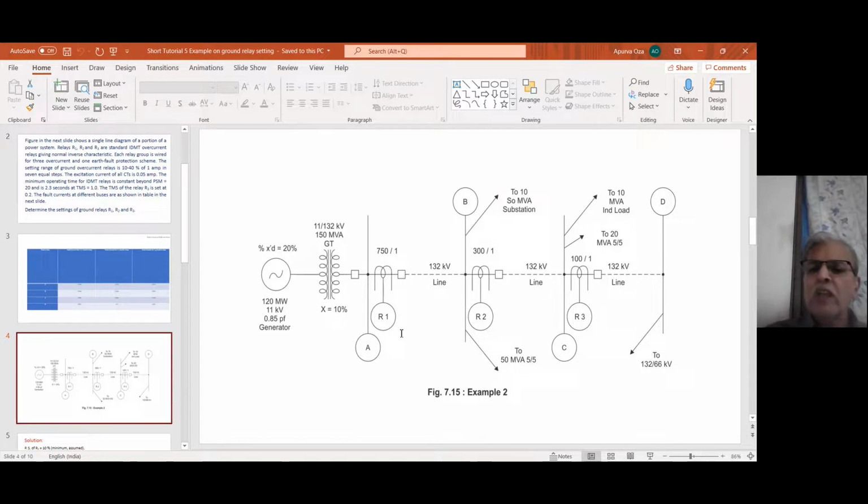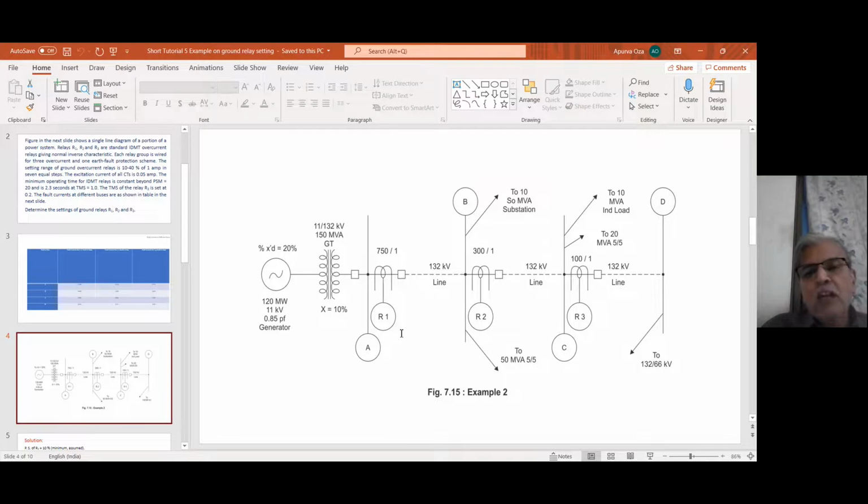Then that 132 kV line goes further to substation B. It's a switching substation. There is no transformer. We are assuming that there is no transformer. In the next tutorial class, we will take a transformer and see what is the effect of the transformer on settings of ground relays. That we will see in the next tutorial, so that we go ahead in steps, right?